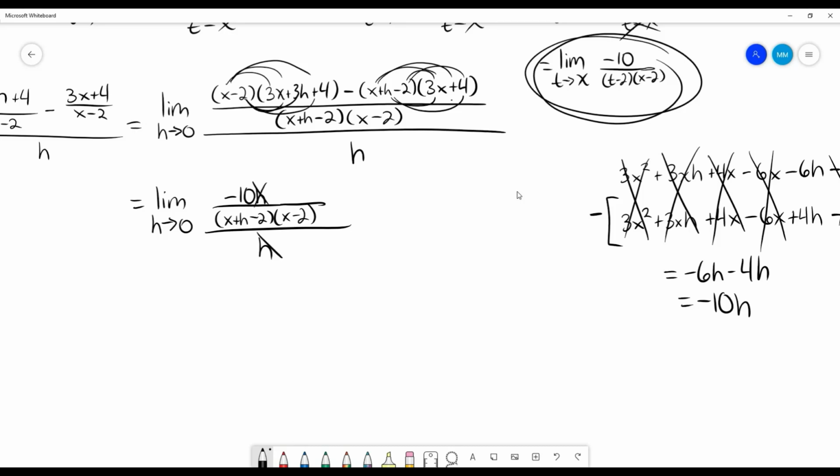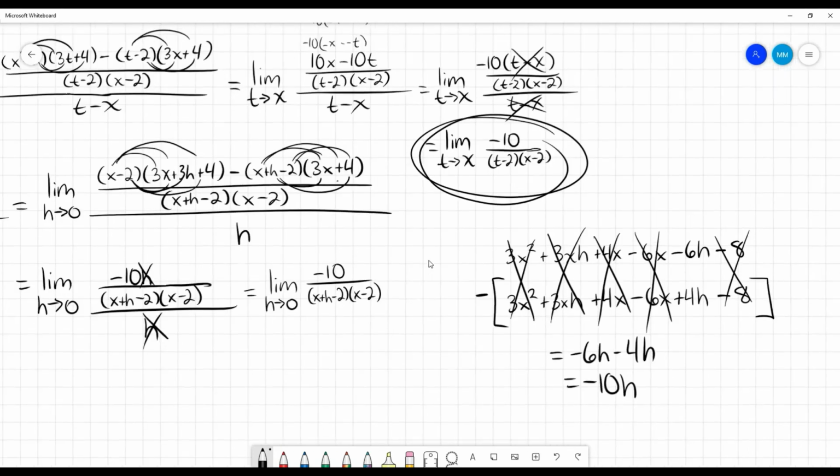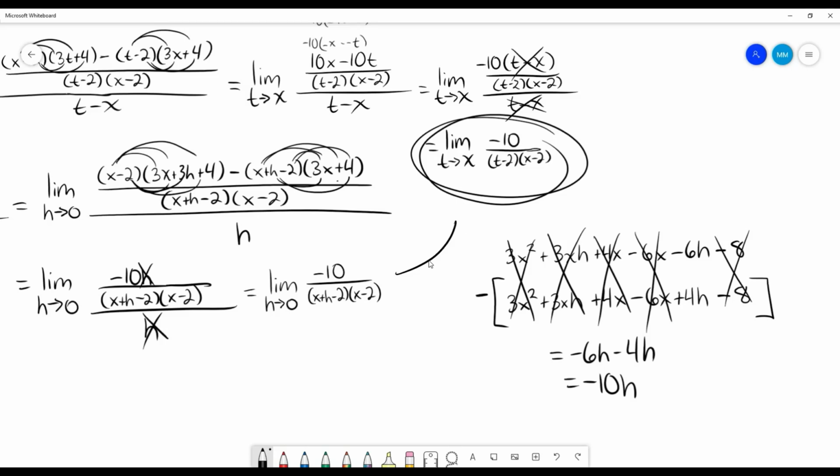And now I see these h's cancel, lucky us. So now it's just this. And we'll see that this is really, really close to what we got over here, right? And we know that when we actually plugged in the x for the t there, that became negative 10 over x minus 2 squared, right? Because that would be an x minus 2 times an x minus 2. So it turns into the x minus 2 squared.